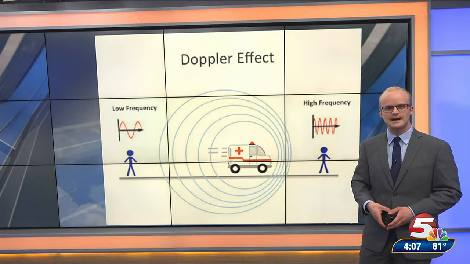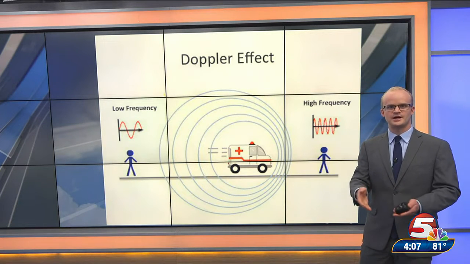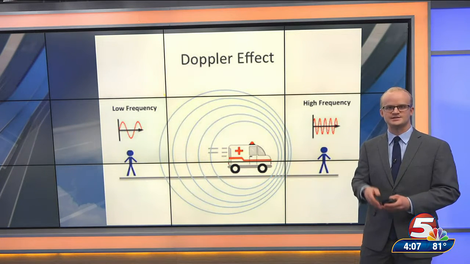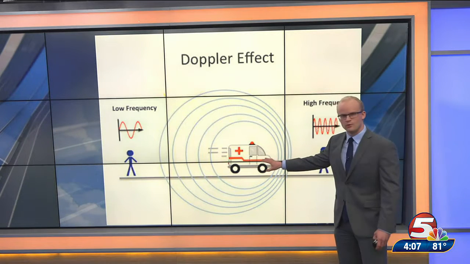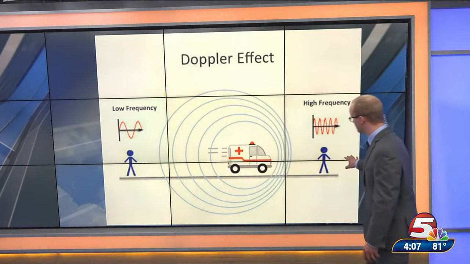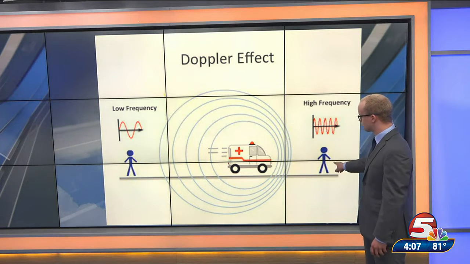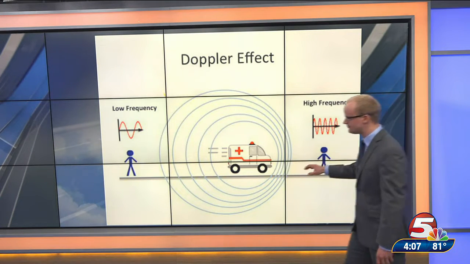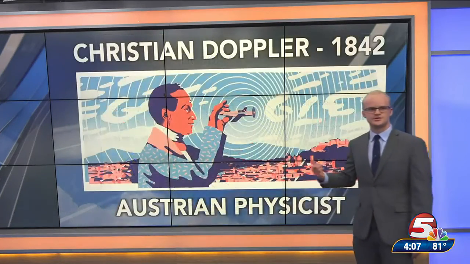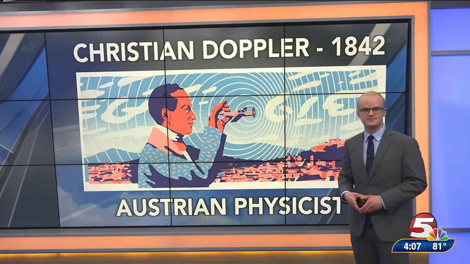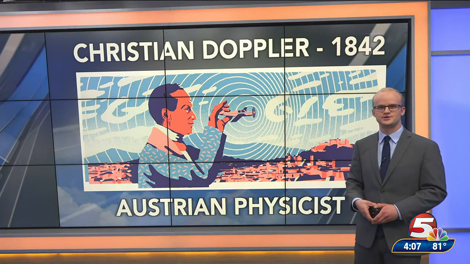You might have heard of the Doppler effect. That's going to be one of the core concepts for how the radar detects the speed and direction of precipitation. Now, the Doppler effect works when you have some kind of moving object coming towards an observer. When it's coming towards you, you have a higher frequency. When it's going away from you, you have a lower frequency. And the person that discovered this was Christian Doppler. That's who it's named after, back in 1842, an Austrian physicist.